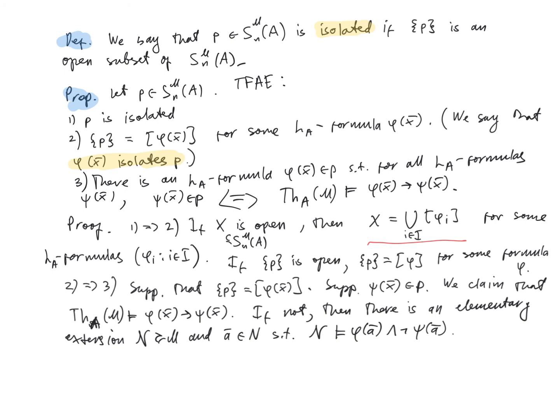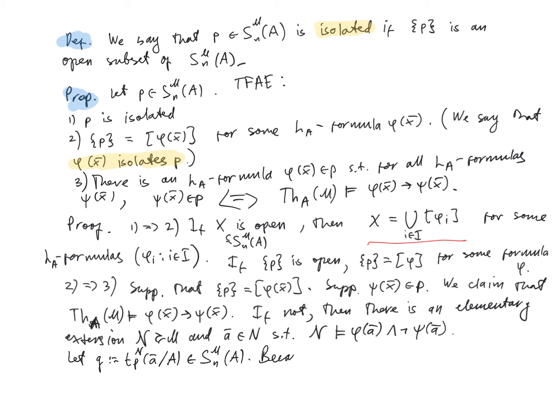As usual, we get this by an application of the elementary diagram method. But then we can take Q to be the complete type of a bar over A in N, which is also a complete type over M, of course. So we know, as usual, that types in N and in M over a subset of M are the same. So this is an element of the complete space of types over A in M.